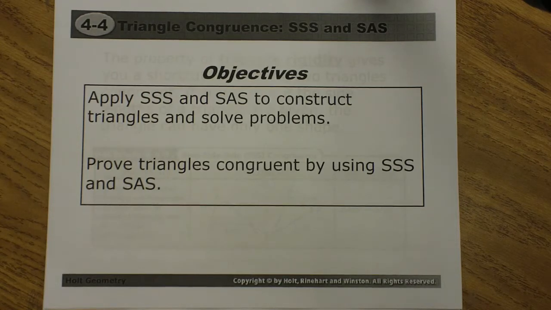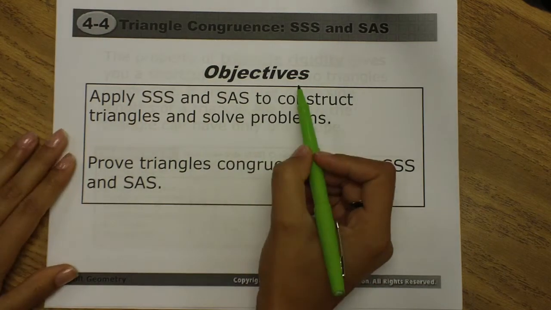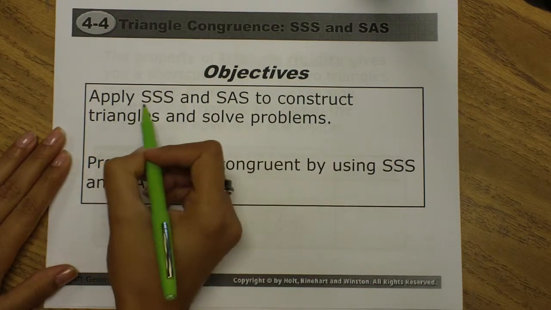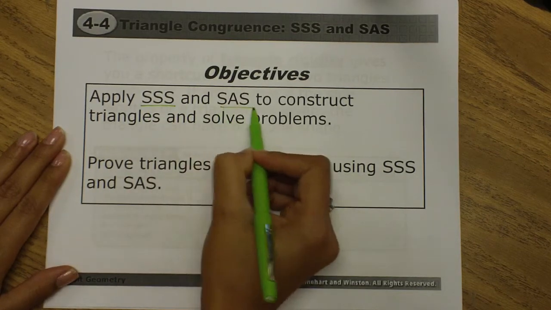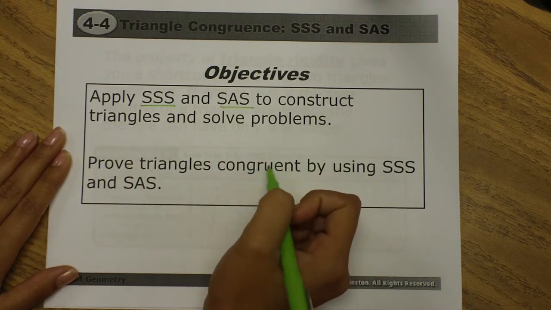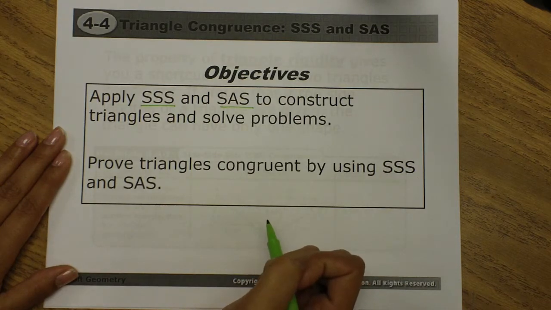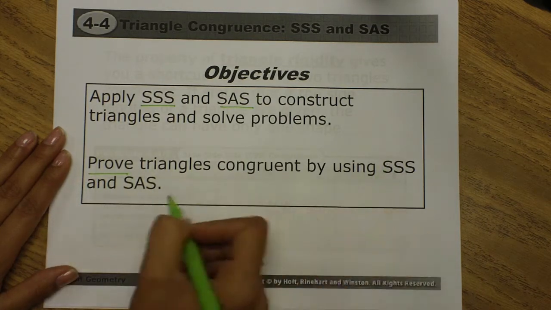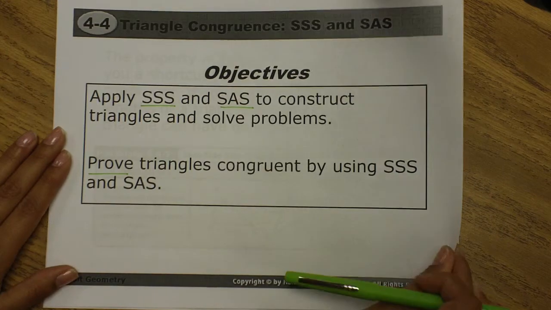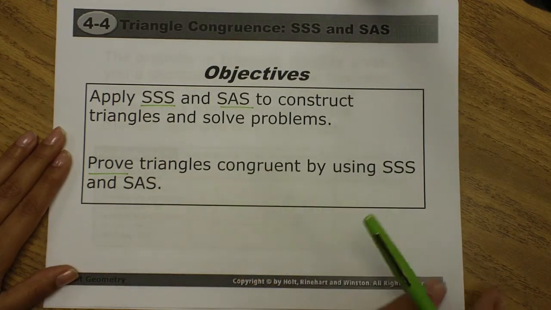We're talking about Chapter 4, Section 4, Triangle Congruence. You can prove something congruent by side, side, side, or side, angle, side. Your objective, or what you should know by the end of the lesson, is to apply these two constructions to triangles and solve their problems. You also need to be able to prove both of these methods of proving triangles congruent.